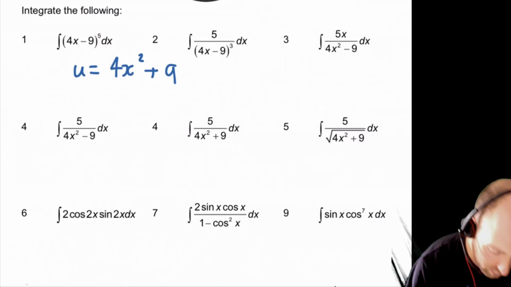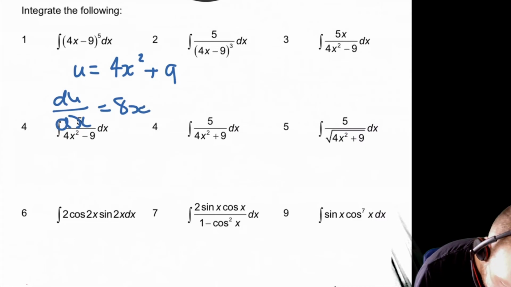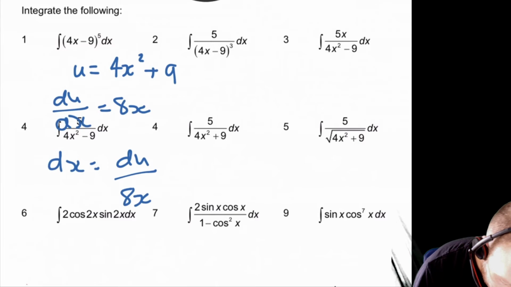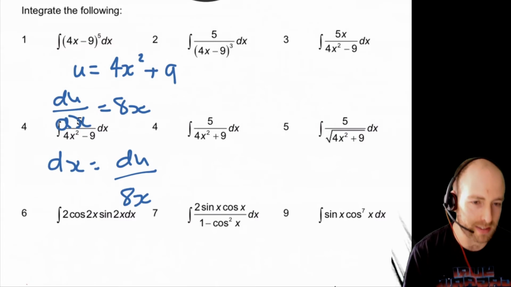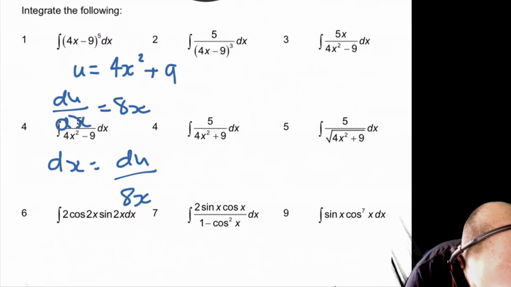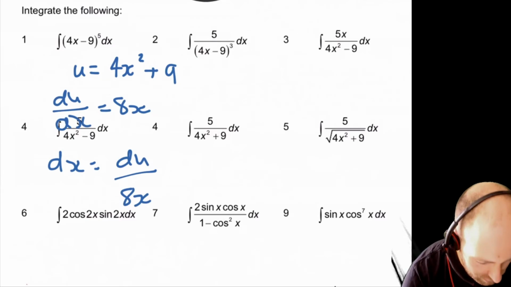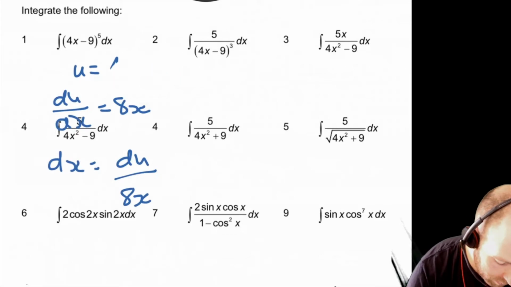Let's try u as 4x squared plus 9. So we're going to get du dx is 8x. So dx is du over 8x. Yes, this is interesting. These are horrible. So kind of thinking maybe 2/3 x is a good way to go again with that one. Yeah, maybe let's try that. I don't think that one's going to work.